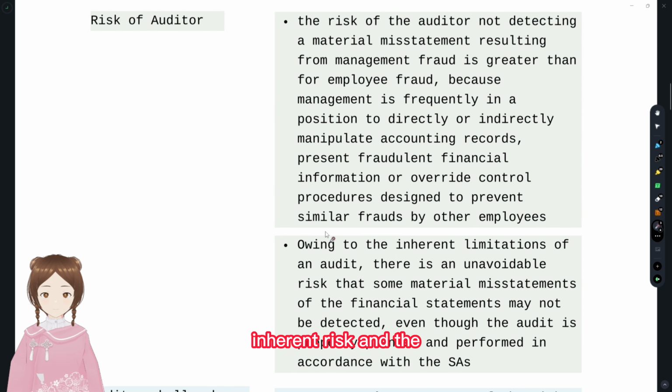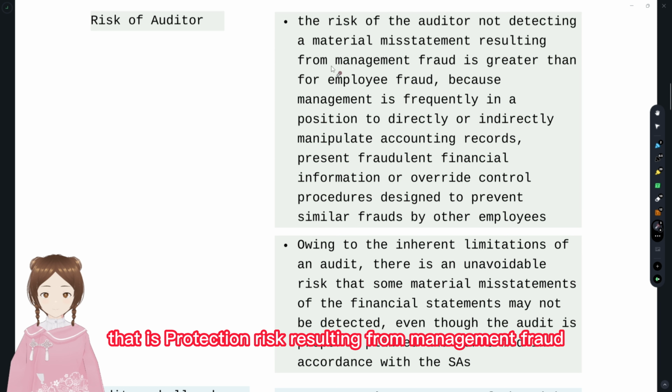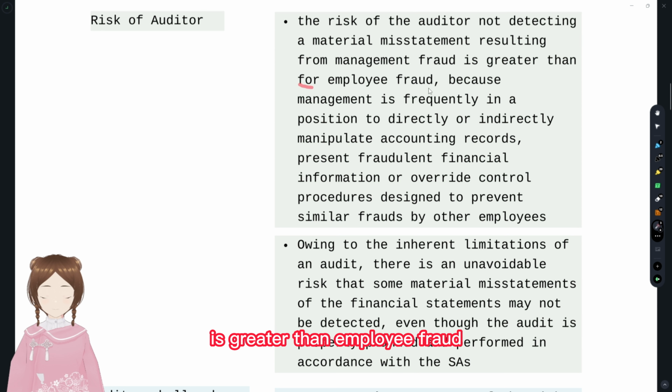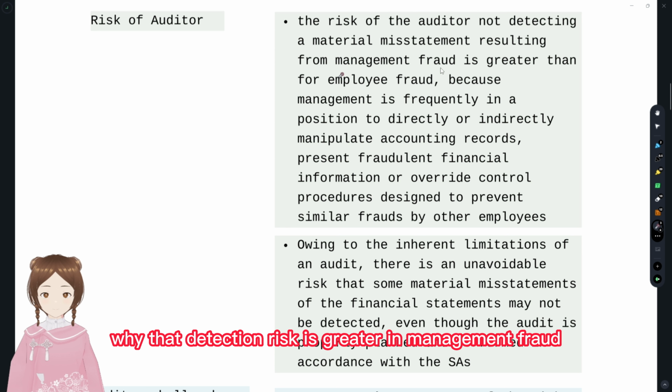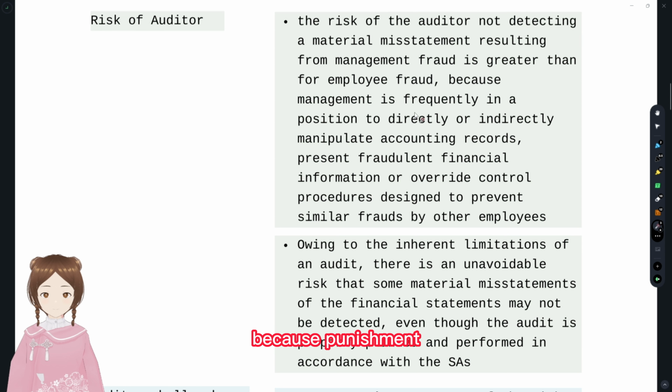With regards to the auditor, inherent risk and detection risk are what we have to discuss, and we have done that. The risk of the auditor not detecting a material misstatement, that is detection risk, resulting from management fraud is greater than from employee fraud. The detection risk is higher where there was management fraud. Why is detection risk greater in management fraud? Because management is frequently in a position to directly or indirectly manipulate accounting records.